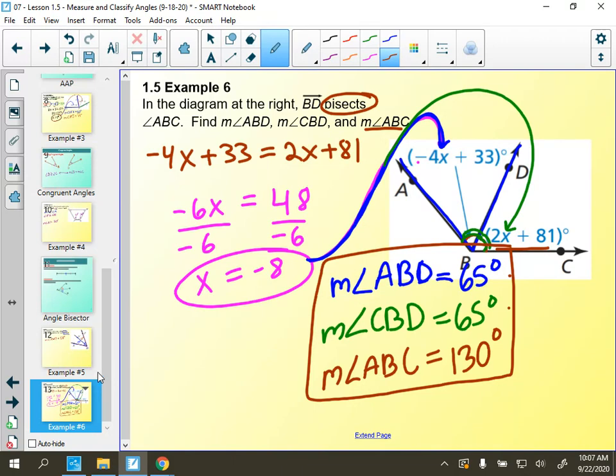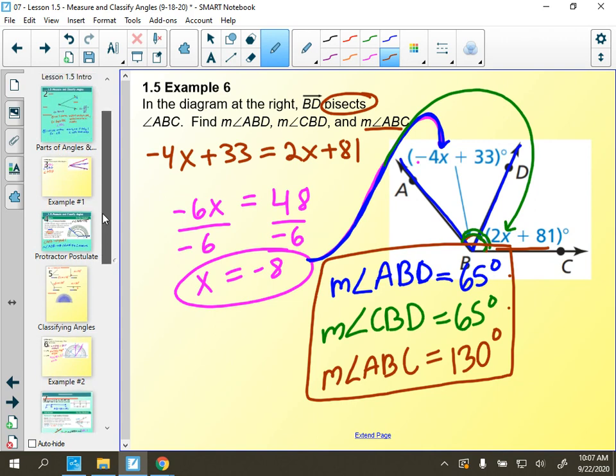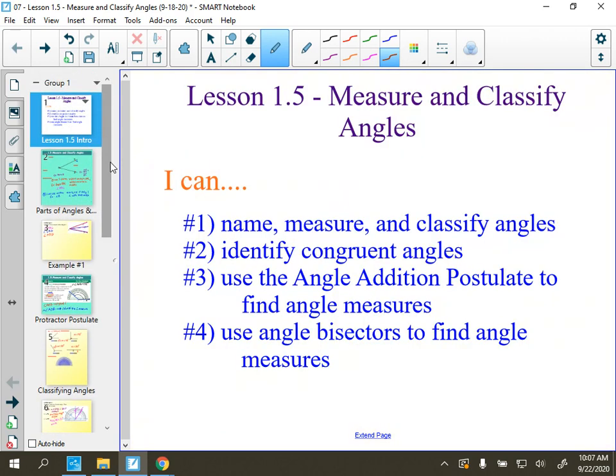So that's a little bit of a long lesson, right? A lot of vocab, 6 different examples going through. Let's just go back and recap. Did we hit all our goals? Definitely name, measure, classify angles: right, obtuse, acute, straight angle, identify congruent. We talked about using the arcs to illustrate congruent angles. Really one big example using the angle addition postulate: this plus this equals this. The small angle measure plus the small angle measure equals the big angle measure. And then we looked at angle bisectors in a couple different spots here.